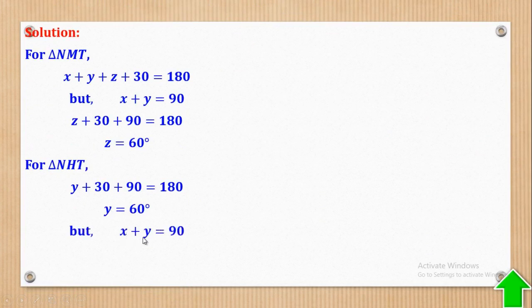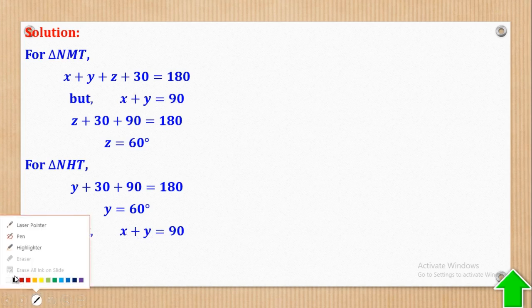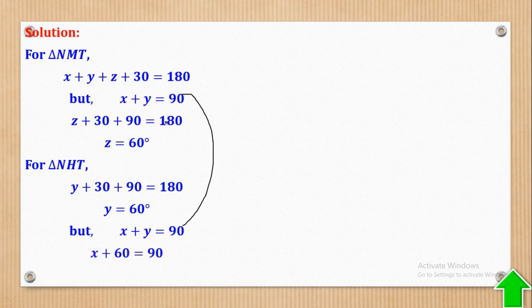But we know that x plus y is equal to 90. We saw it here. Therefore, we shall substitute for y to remain with x as the only unknown. Therefore, when I make x the subject, x will be equal to 30 degrees.